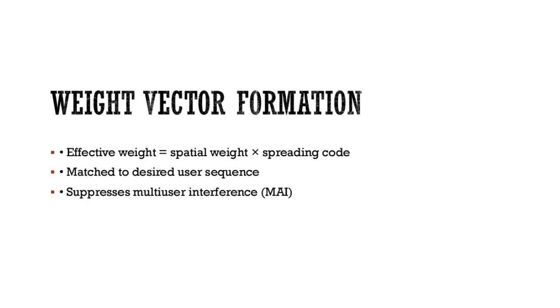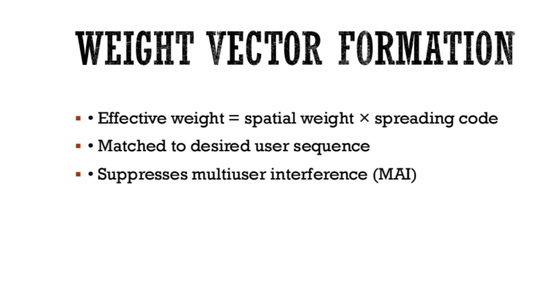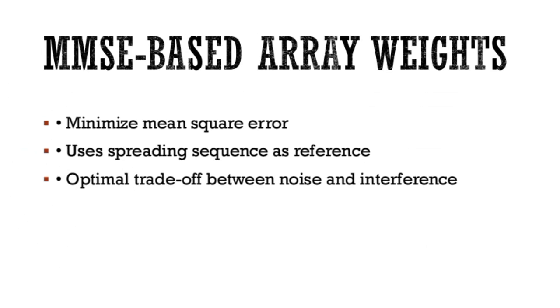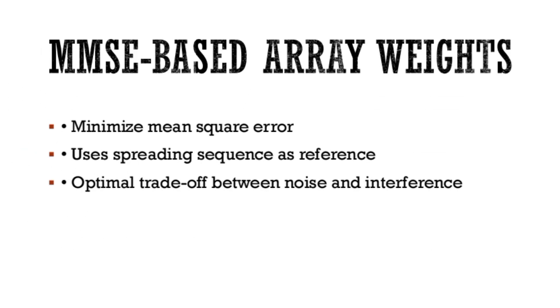Now, how to find this weight vector formation: first we have to find the spatial weight and multiply by the spreading code. Second, you have to match to the desired user sequence. Finally, you need to suppress the multi-user interference. That means in practice sometimes users will overlap with each other. The weight vector formation: the effective weight is equal to the spatial weight times the spreading code matched to the desired user sequence, which suppresses multi-user interference.